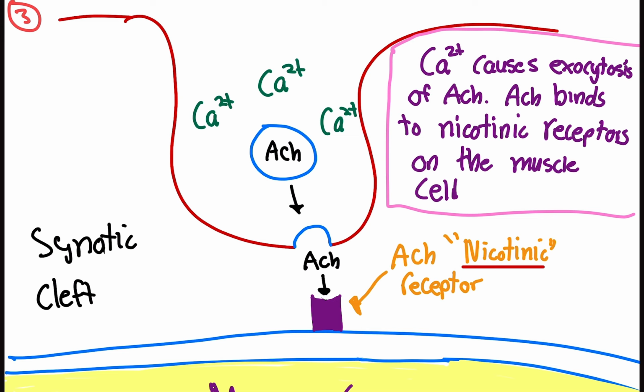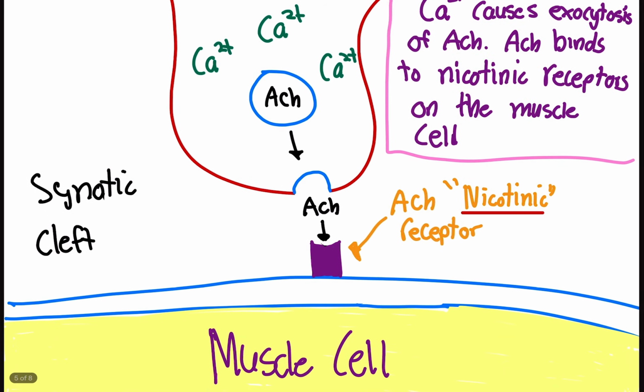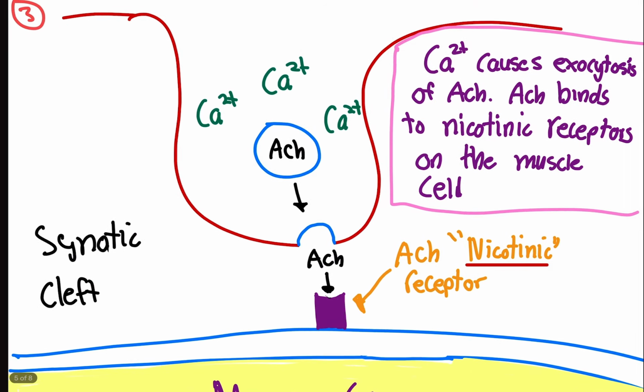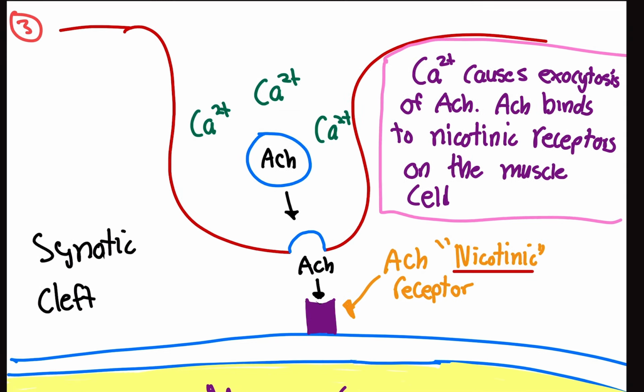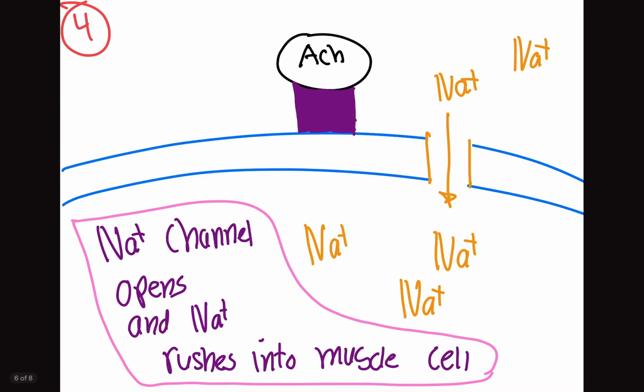So acetylcholine binds to nicotinic receptors on the muscle cell. Right, this is the muscle cell here. Okay? So far, so good. When acetylcholine binds to the nicotinic receptor, a sodium channel is going to open up and sodium is going to rush into the muscle cell. Right? This is our muscle cell we're looking at. Let me just write it here. Muscle cell.